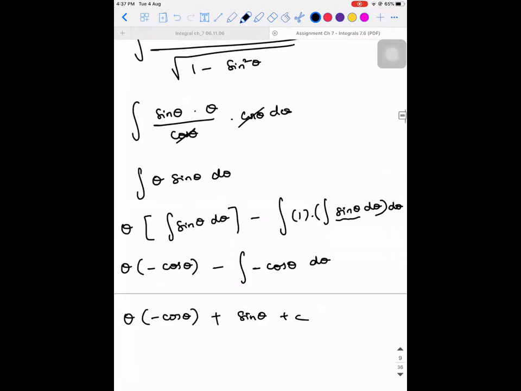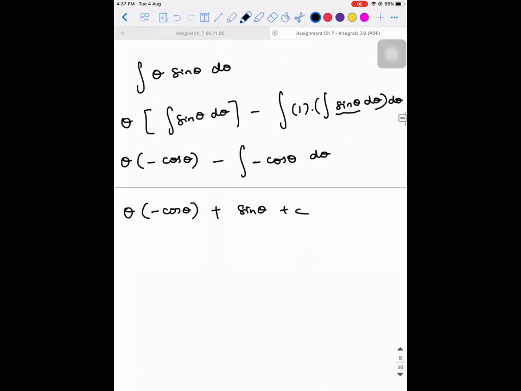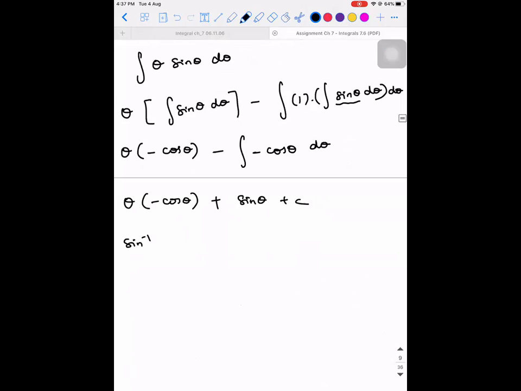Right. So theta is what? Theta is going to be sine inverse of x. So wherever I see theta, I will write sine inverse of x, into minus cos theta. See, if sine theta is x, what is cos theta? Root of 1 minus sine square theta. Okay, I'm writing an extra step. Observe.